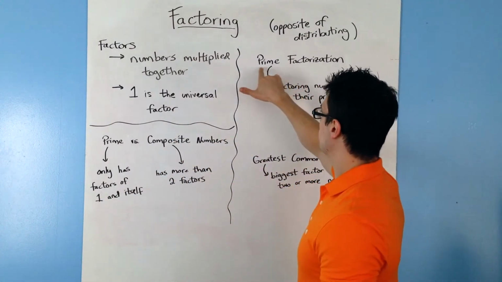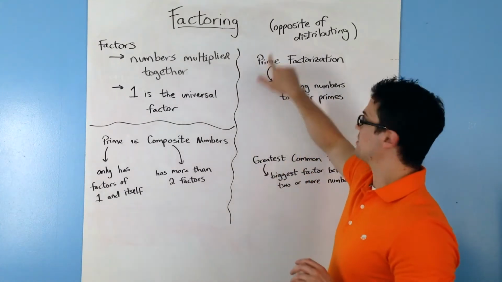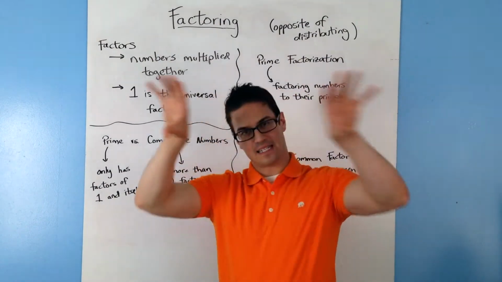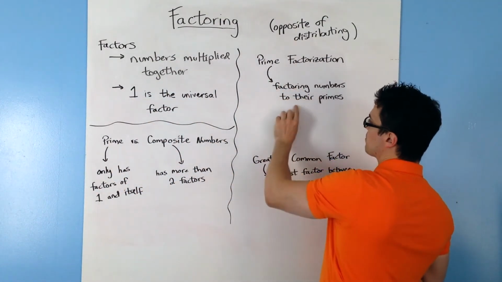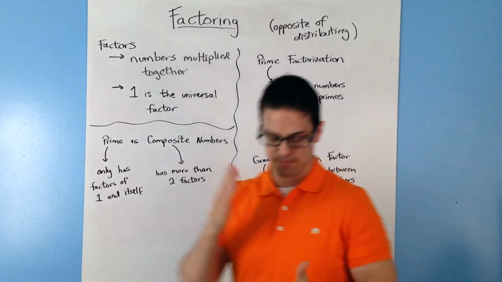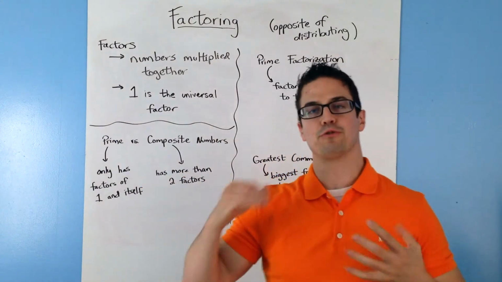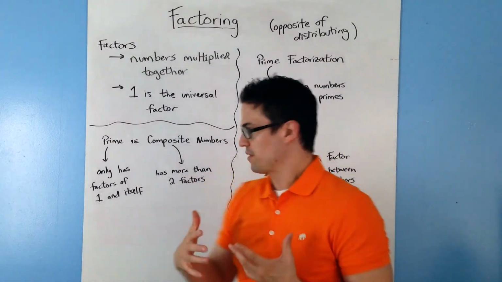Okay, there's a thing called prime factorization, and what this means is you're factoring, which means the opposite of distributing. So rather than multiplying numbers together, you're separating them into what they're multiplied by. So you're factoring numbers to their prime. You're basically dividing out, factoring numbers until you get to the prime numbers. Okay. In the next video I'm going to show you an example of how to do this.